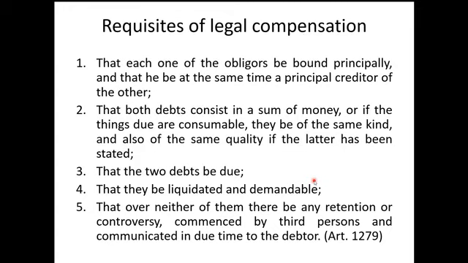Second, when the government impose taxes, they are exercising in their sovereign capacity. On the other hand, when the government incurred obligation, they are exercising in their proprietary capacity. And next, the government and the taxpayer are not principal debtor and creditor with each other. That's why, as a rule, compensation is not proper.